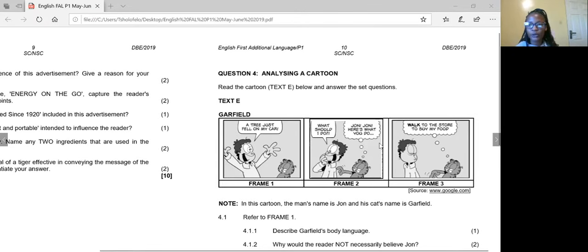In English, whenever you come across an ellipsis, you know that the idea is incomplete or the sentence itself is incomplete. And in frame 3 now, Garfield is saying to John, come on, walk to the store to buy me food. Now, whenever you see words of the character being written in capital letters with an exclamation mark, in most cases in a cartoon it is to indicate that the character is saying those words louder or to indicate that in actual fact the character is shouting.